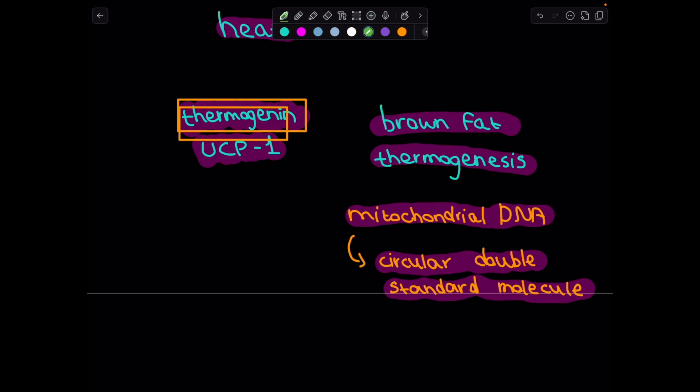Okay, let's talk a bit about mitochondrial DNA now. Why does it have a closed circular double-stranded molecule? And why does it code for respiratory chain proteins? How does the structure relate to the function?